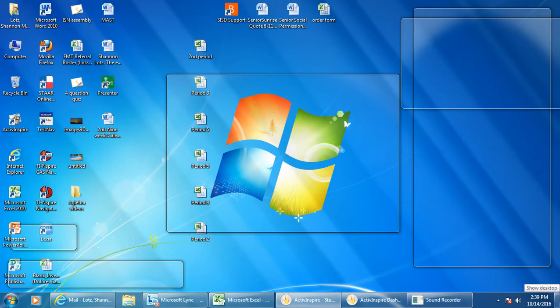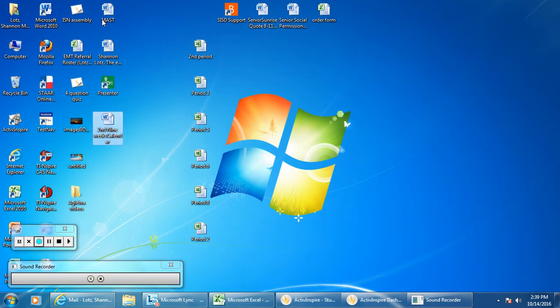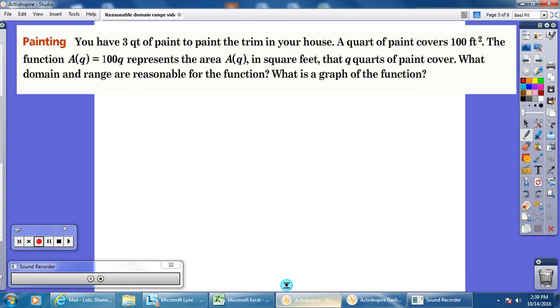All right, so now we're going to get into some reasonable domain and range. Come on. Sorry guys, technical difficulty.